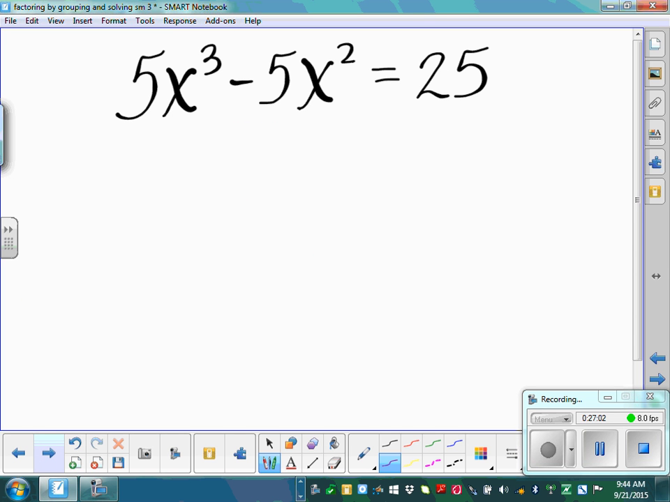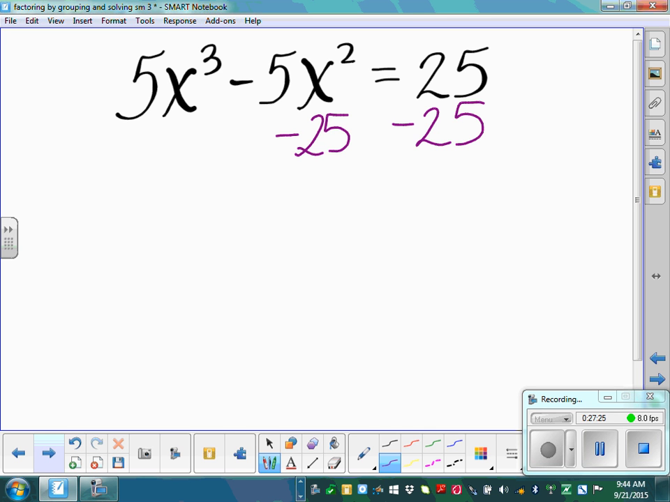5x cubed minus 5x squared is equal to 25. Oh. 5x cubed minus 5x squared is equal to 25. Do we have a problem? Mayday, mayday in the very beginning. What? It's not in standard form because it's not equal to 0. So how can I get this 25 over here? I can't just put it over there. Good. Minus 25 from both sides of the equation.